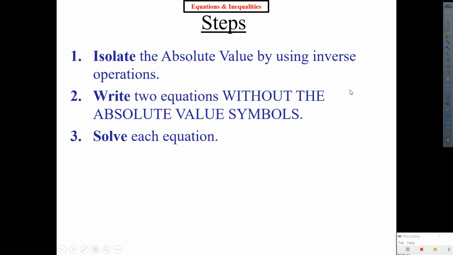Copy these. Step number 1, isolate the absolute value by using inverse operations. And once again, what does the word isolate mean? To leave it by itself on one side of the equation. Step 2, write 2 equations without absolute values. That's the next step. And last but not least, solve each equation. Copy that.